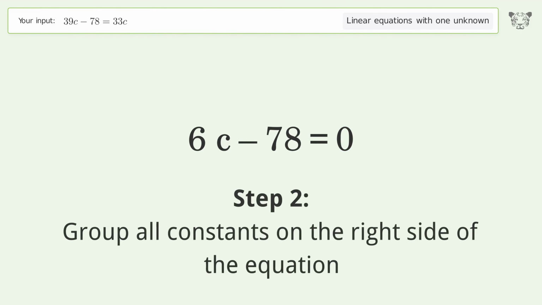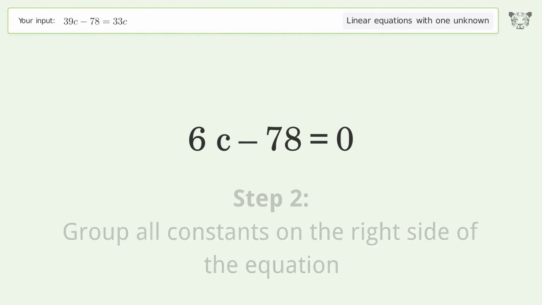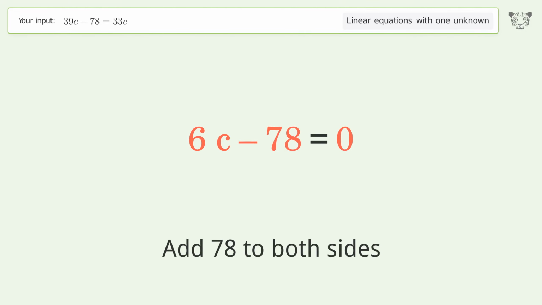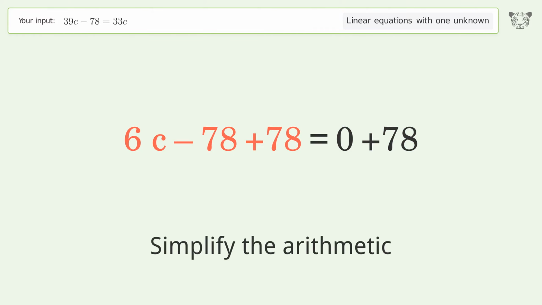Group all constants on the right side of the equation. Add 78 to both sides. Simplify the arithmetic.